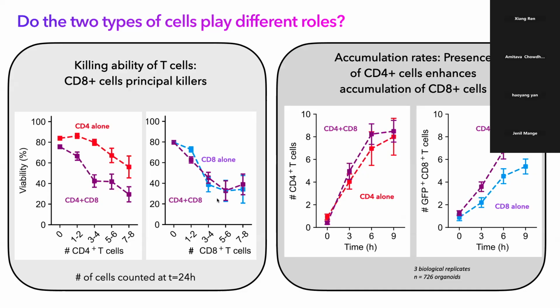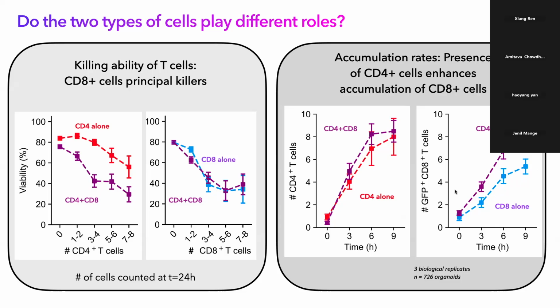And the helper side that tells you that the CD4 cells are helping them accumulate is shown here. What we see is that the CD4 cells, when they're on their own, accumulate at a certain rate. So at 0 hours, 3 hours, 6 hours, and 9 hours, the number goes up. But it goes up basically the same way whether we have the CD8 cells or not. On the other hand, the number of CD8 cells, if we don't have the CD4 cells, goes up regularly, but in the presence of the CD4 cells, they go up faster.